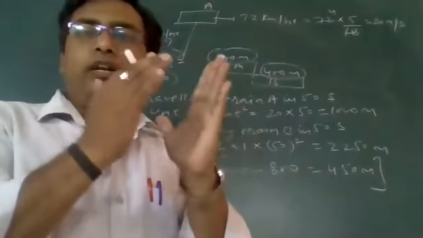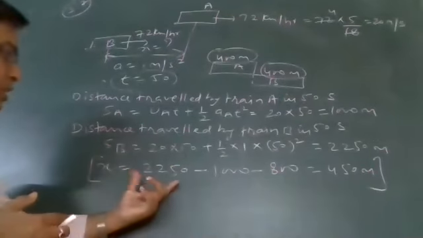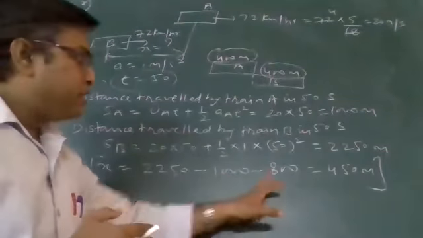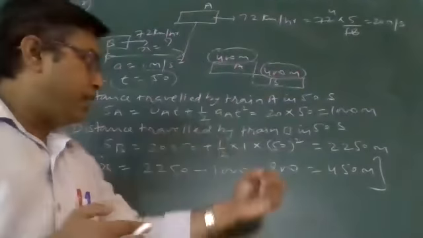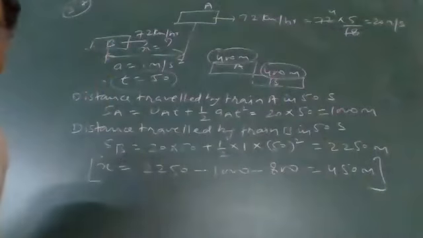So what is the actual distance between both trains? So I am calculating it. It is actual distance traveled by train B minus distance traveled by train A minus length of both trains. That is 800. In this manner, you will get your answer is 450 meter.